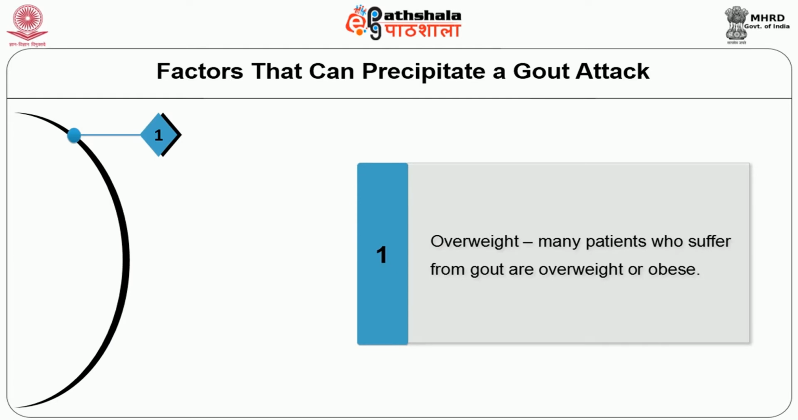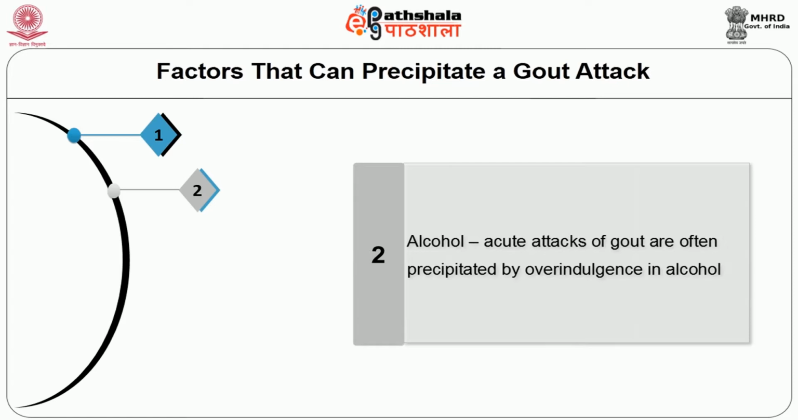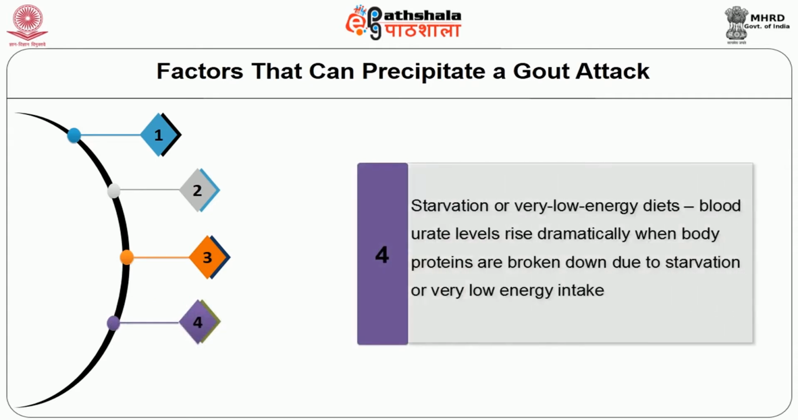Alcohol: acute attacks of gout are often precipitated by overindulgence in alcohol. Dietary purines: eating foods rich in purines, that is consumption of meat, fish and fish roes, can also cause an attack. Starvation or very low energy diets, that is low calorie foods: blood urate levels rise dramatically when body proteins are broken down due to starvation or when an individual consumes low calorie foods.